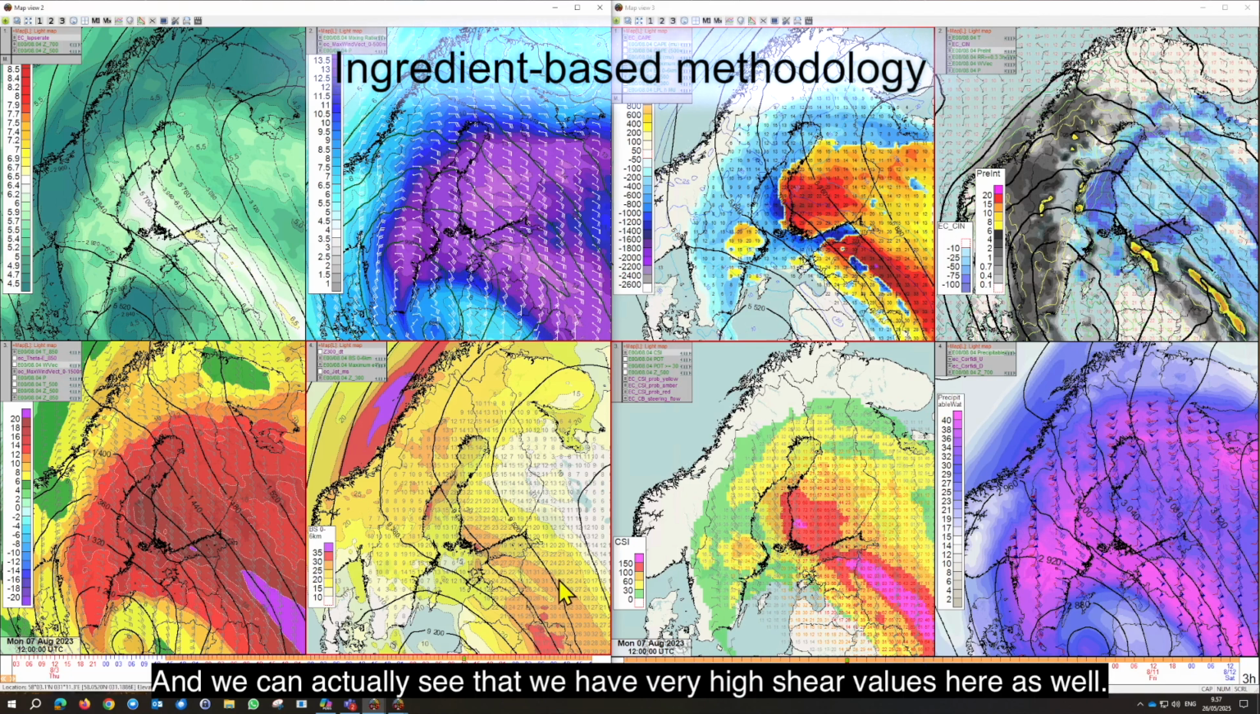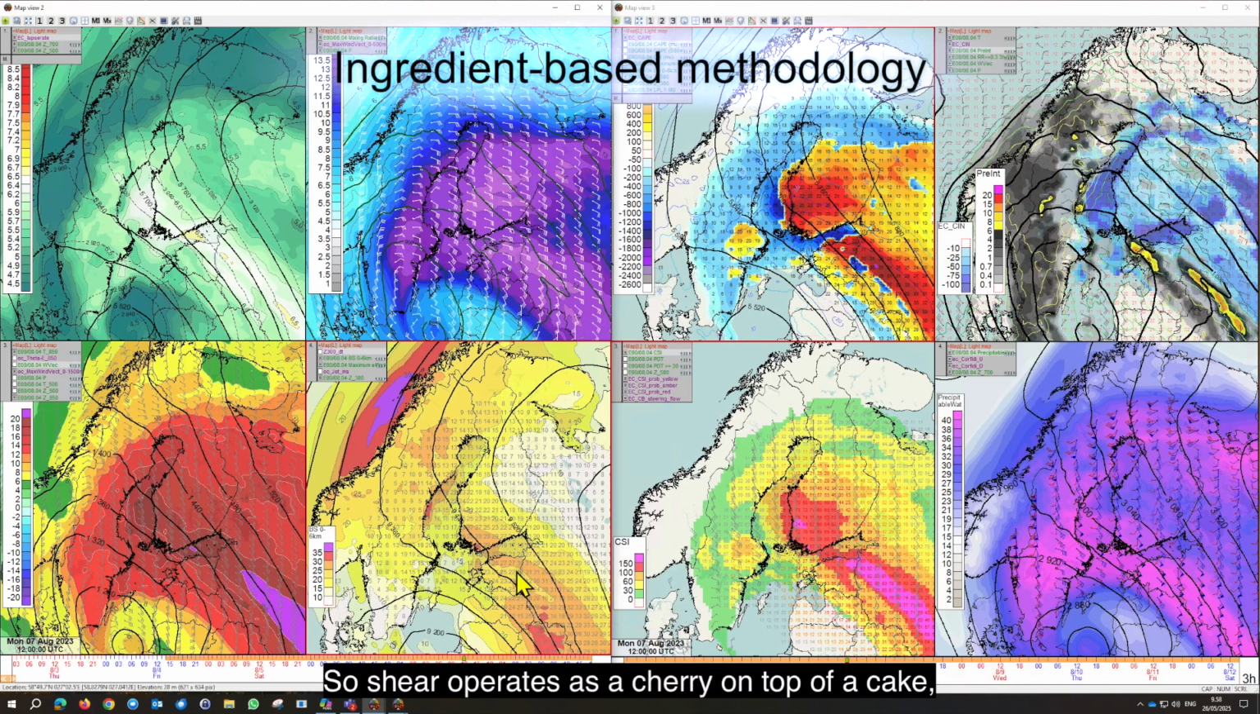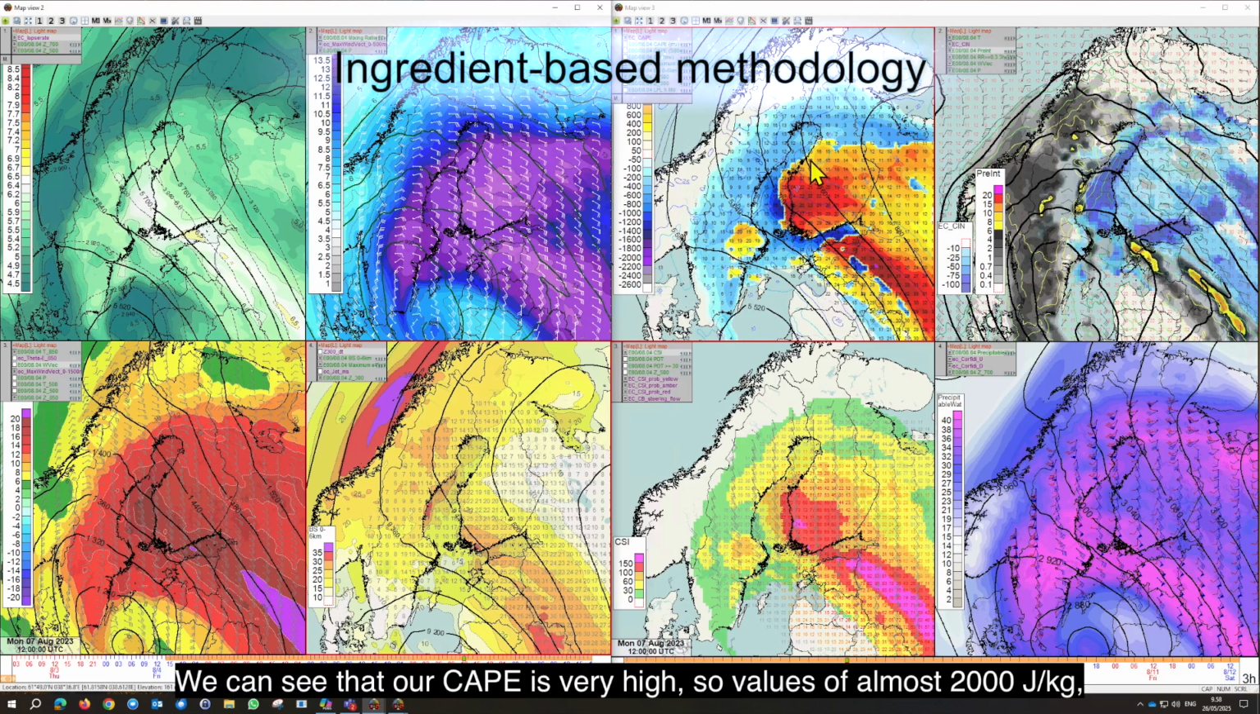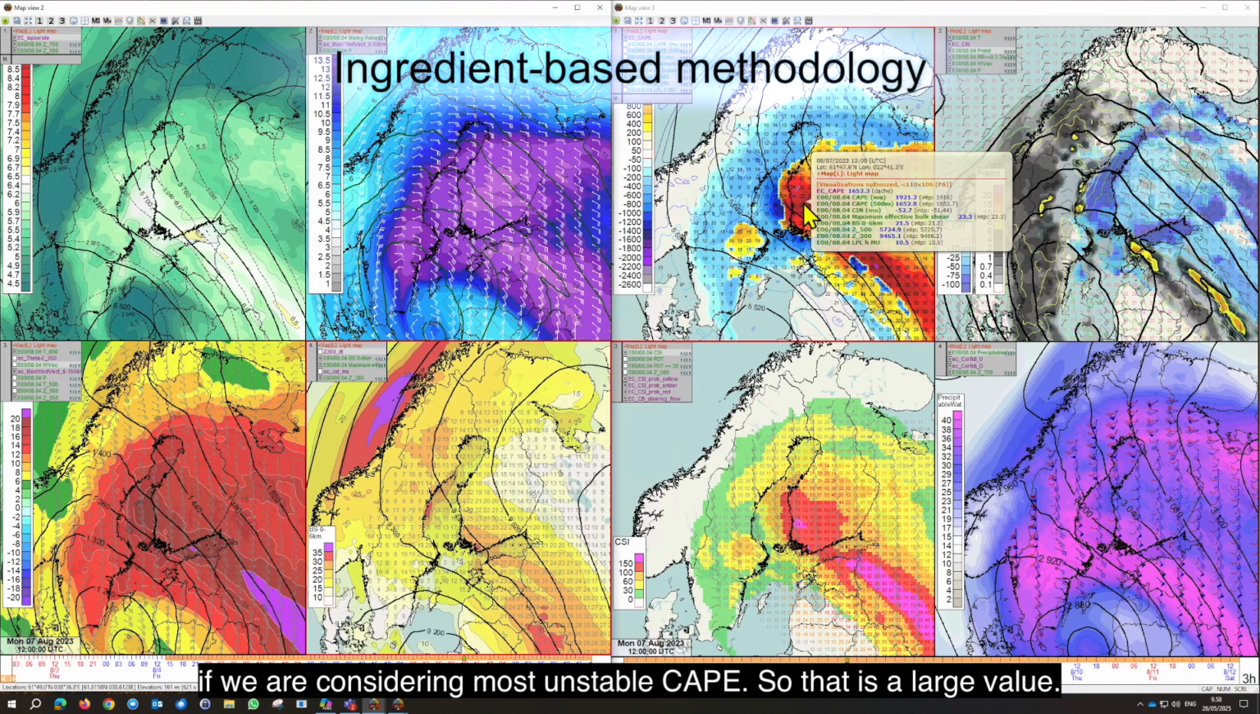And we can actually see that we have very high shear values here as well. So shear operates as a cherry on top of a cake, and we seem to have that ingredient there as well. We can see that our CAPE is very high, so values of almost 2000 joules per kilogram if we're considering most unstable CAPE. So that is a large value.